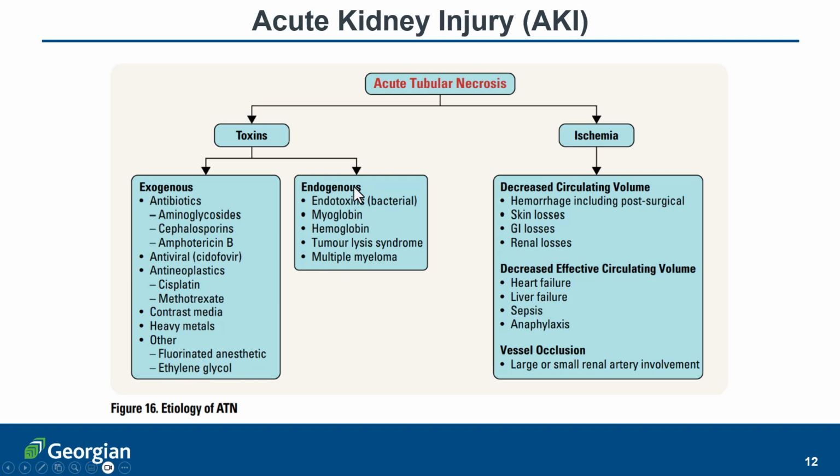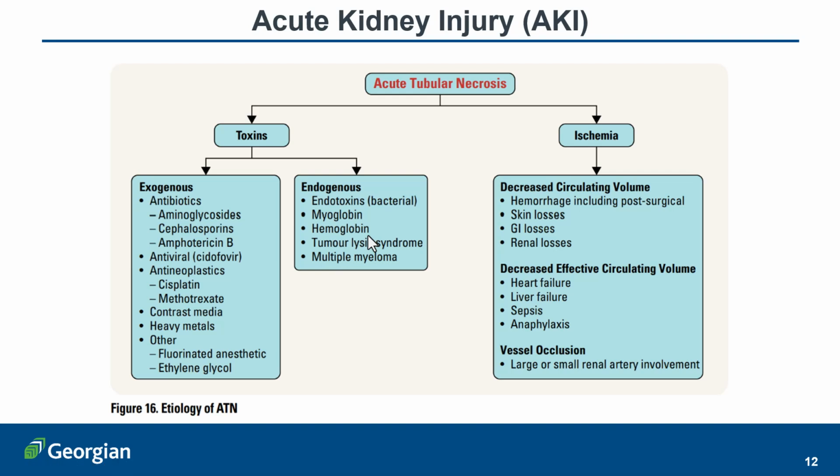But don't forget the endogenous toxins. These are toxins that are present within the body, such as all the bacterial toxins that are released during an infection, sepsis. These are called the endotoxins, especially from gram-negative bacteria. In the case of rhabdomyolysis, it releases myoglobin. That's very toxic to the tubules. Hemoglobin in the case of hemolysis.